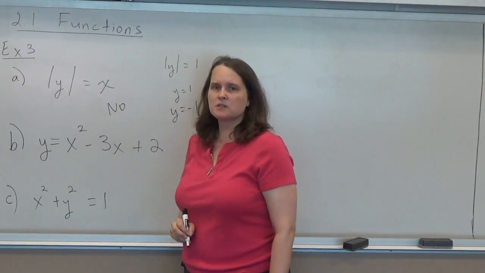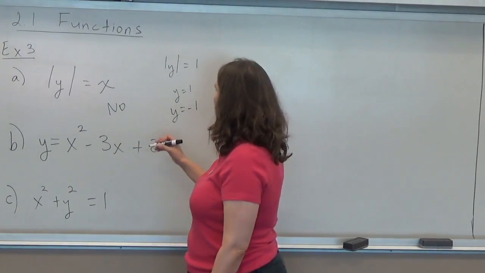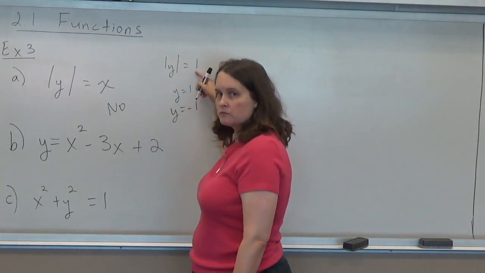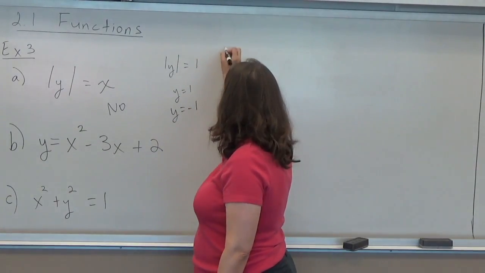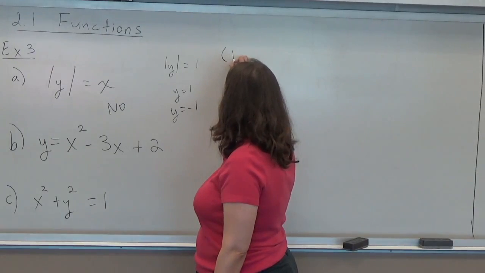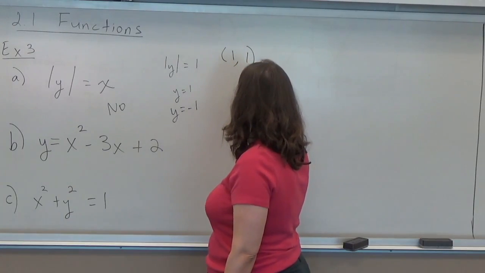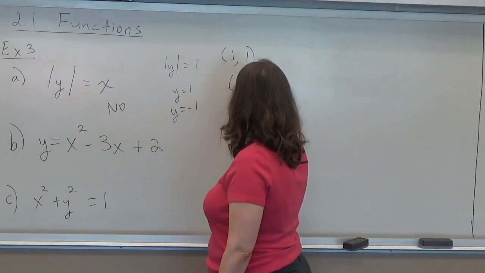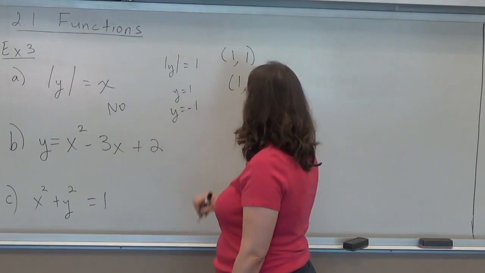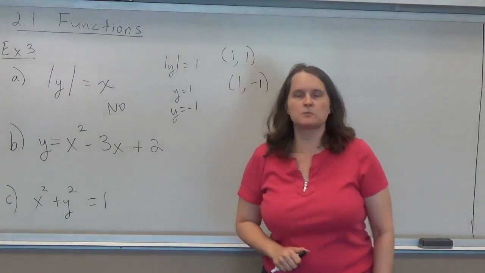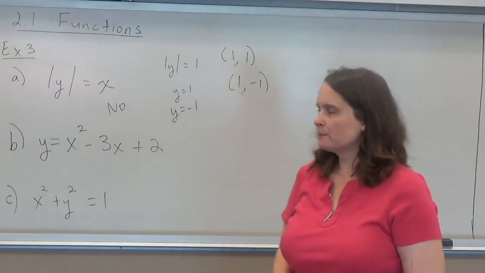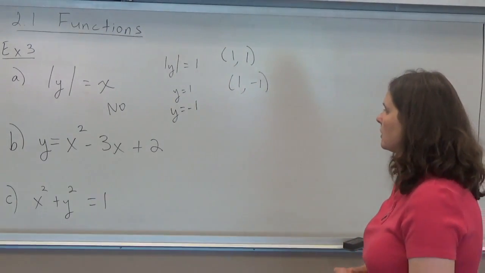If you want to think of this in terms of ordered pairs, we found that for the numbers that we chose, we got x equal 1, y equal 1, and then we got x equal 1, y equal negative 1. And so you can see that you've got an x being matched with more than one y value. Look at part B.